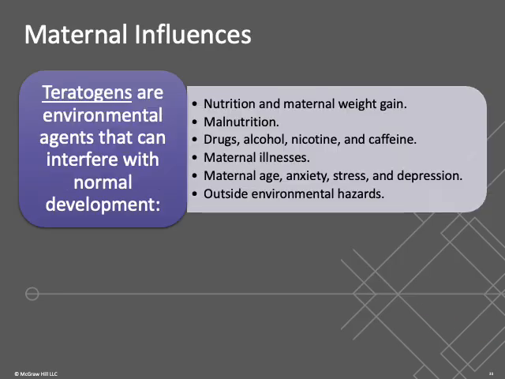Teratogens are environmental agents that can interfere with normal development. Some examples are nutrition and maternal weight gain, malnutrition, the use of drugs, alcohol, nicotine, and caffeine, maternal illnesses, maternal age, anxiety, stress, and depression, and other outside environmental hazards.